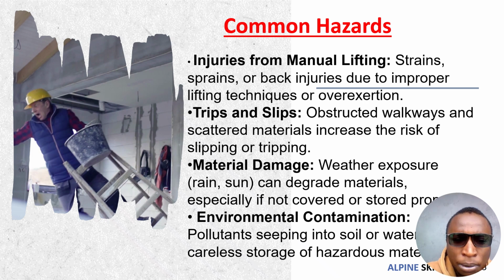The other one is material damage, which relates to weather exposure, such as rain and sun, which can decay materials, especially if not covered or stored properly. Some materials are chemically bonded, so they must be kept well and not exposed to weather. The other one is environmental contamination, which refers to pollutants seeping into soil or water from careless storage of hazardous materials. We can talk about oil, or chemicals used to cure timber when we are roofing the structure.